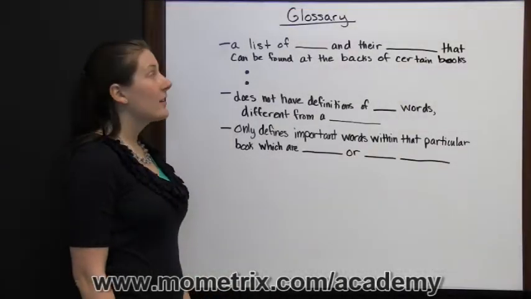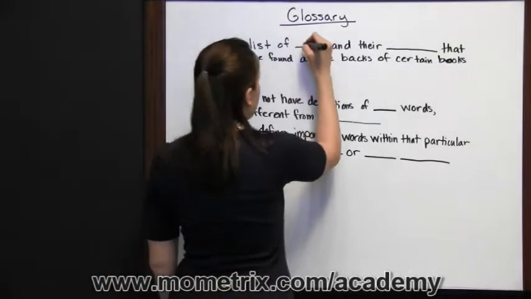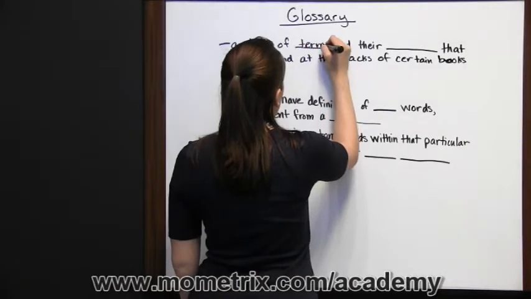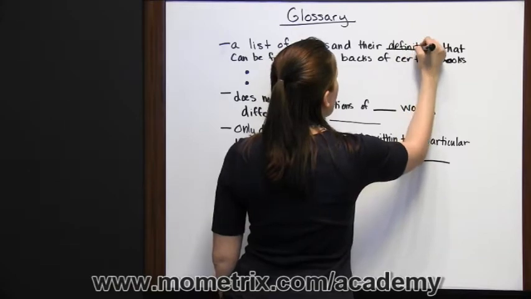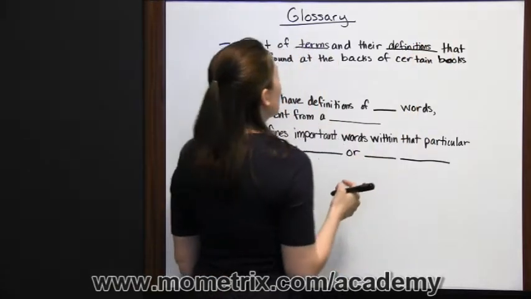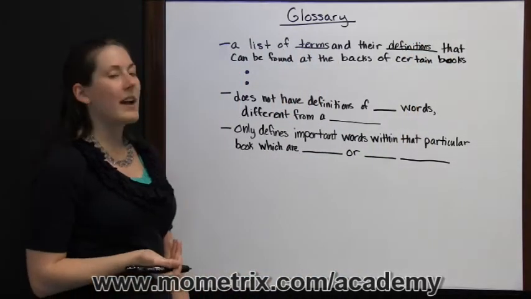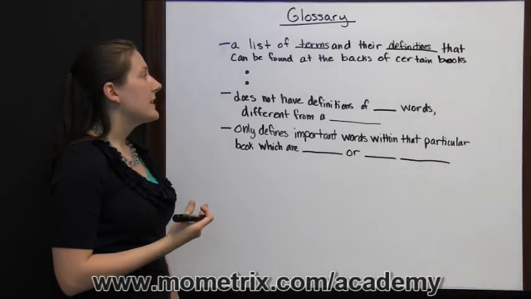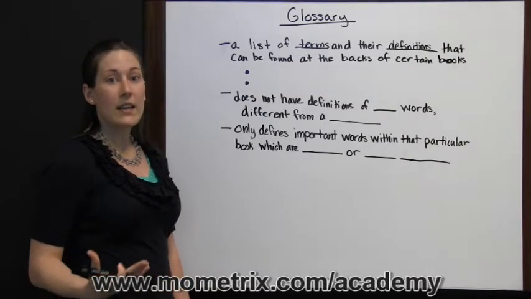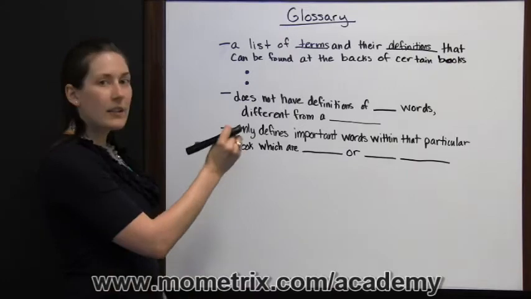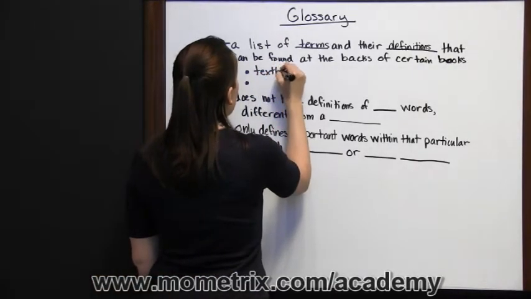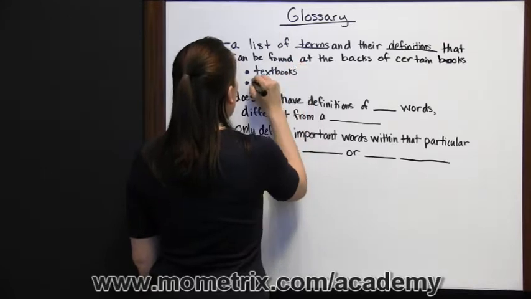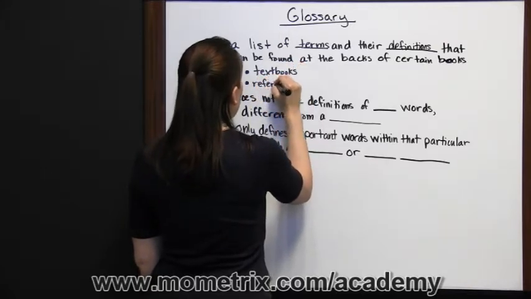Glossary. A glossary is a list of terms and their definitions. But these terms and definitions can be found at the backs of certain books. It isn't like a dictionary where you can find any words. It's words that are only found in those certain books. And examples might be textbooks and reference books.